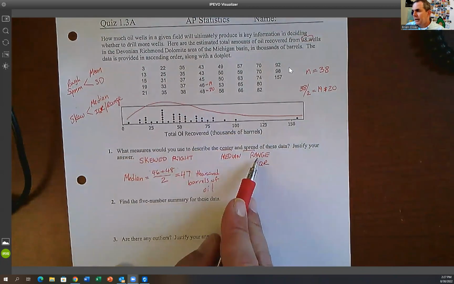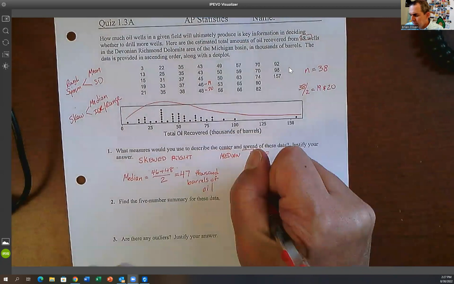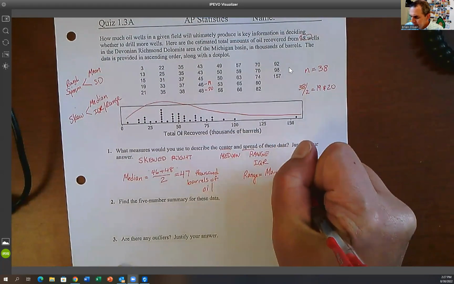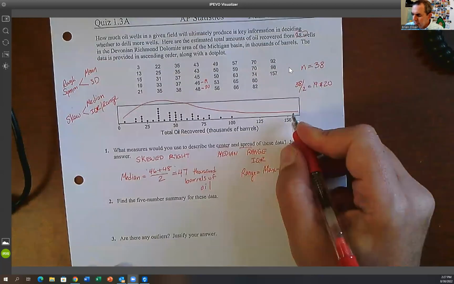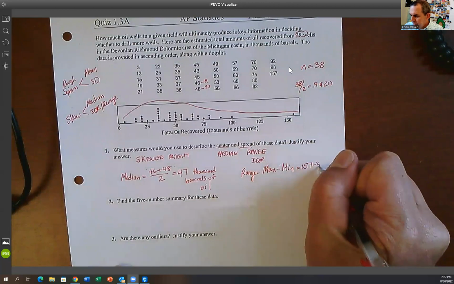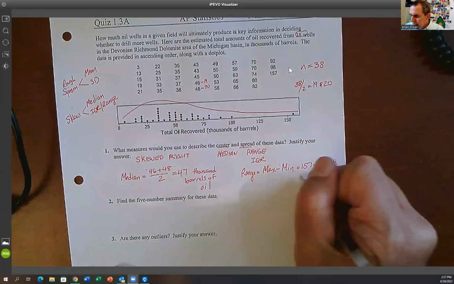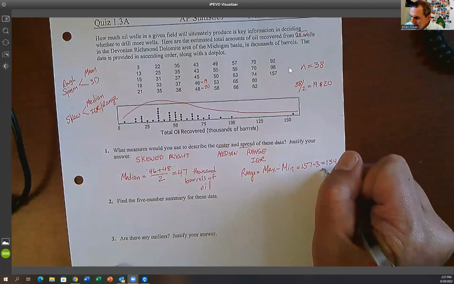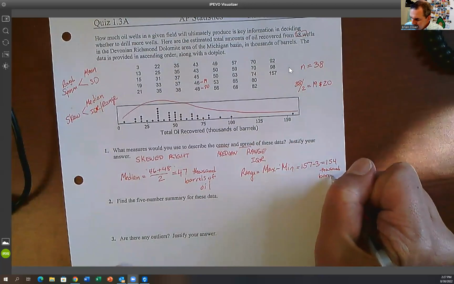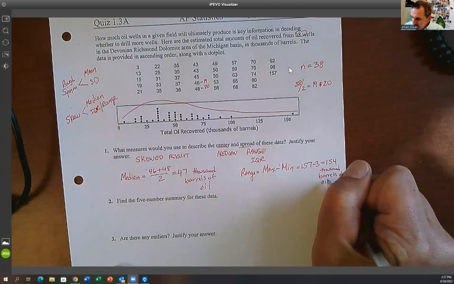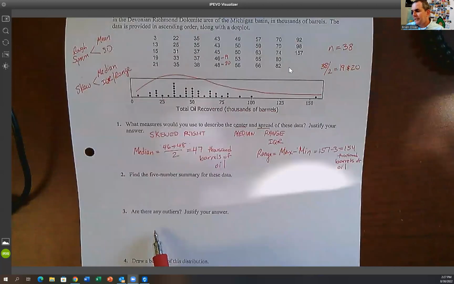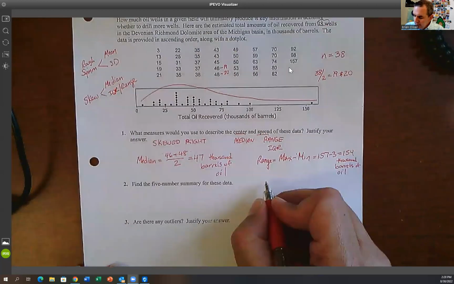The next thing is we're going to figure out range or IQR. I'll start off with the easier one. Range is max minus min. In this case, our maximum number is 157. Our minimum number is 3, so 154 is the range, so 154,000 barrels of oil. But I'm going to be honest with you, because I'm already looking ahead and I see this outlier thing, we're going to worry about IQR.